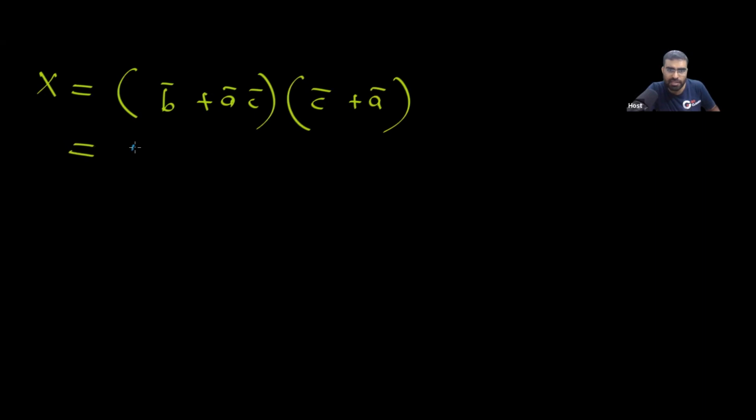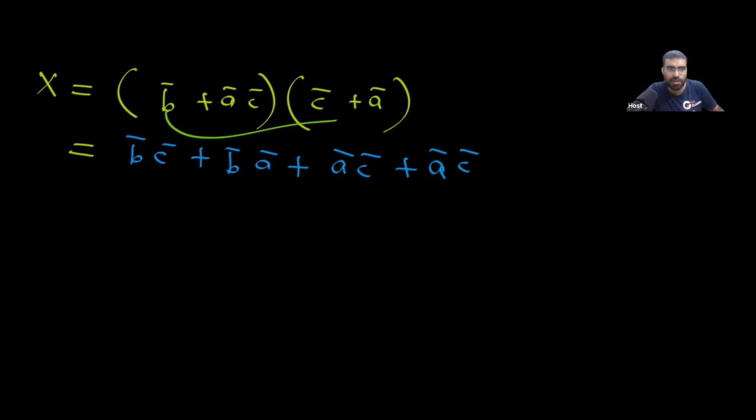If you multiply again, you will get B bar, C bar; B bar, A bar; A bar, C bar; and A bar, C bar again, right? These are the same, so you can simply write A bar, C bar.